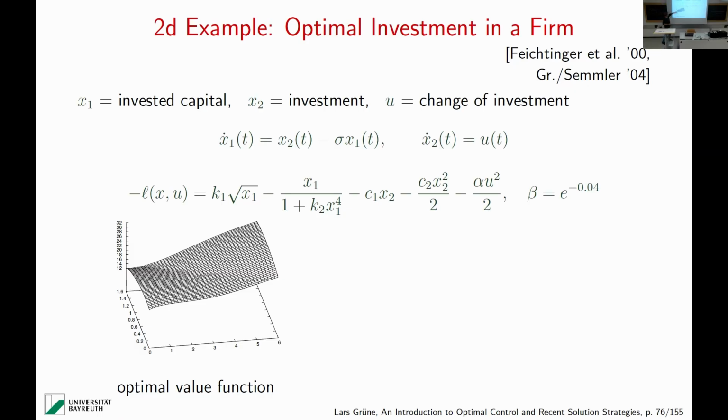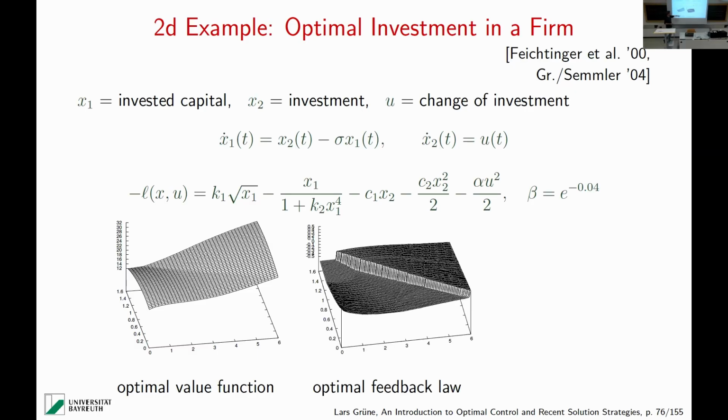What you can see is that the optimal value function on this domain from 0 to 6 and 0 to 1.6, this is x1, this is x2, really has a line of non-differentiability. And you see it even better if you plot the optimal feedback law that you compute from that. This one has a discontinuity. This is a typical behavior for these kinds of models. They were actually somehow designed to have this behavior.